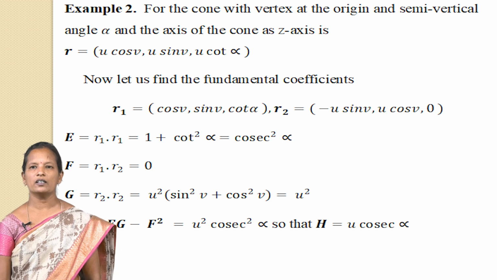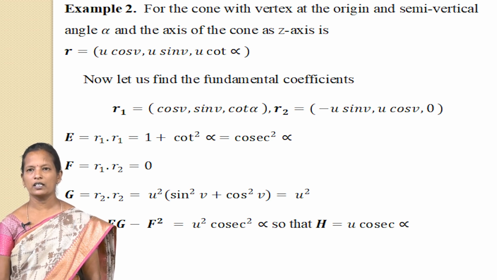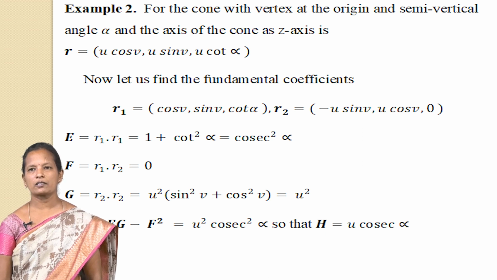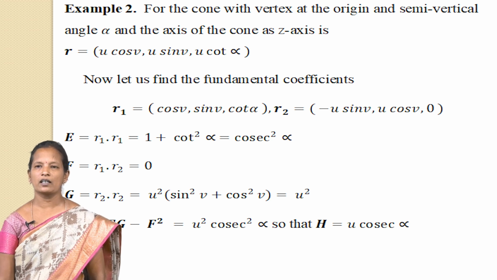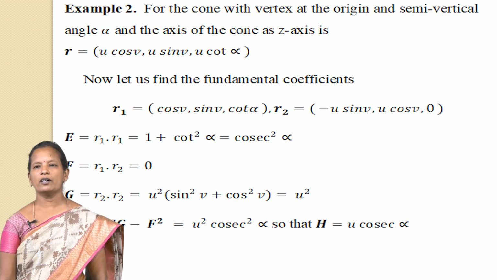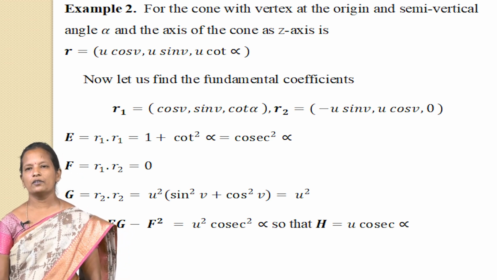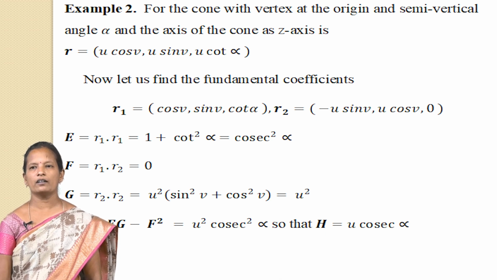What's the value for E? Yes, very good. E is equal to R1 dot R1, taking the dot product of R1 with itself. So R1 dot R1 is equal to cos V into cos V, cos squared V, plus sin V into sin V, sin squared V, plus cot alpha into cot alpha, cot squared alpha. Sin squared V plus cos squared V is equal to 1, plus cot squared alpha. So we get the value 1 plus cot squared alpha. Using this, 1 plus cot squared alpha is cosecant squared alpha.